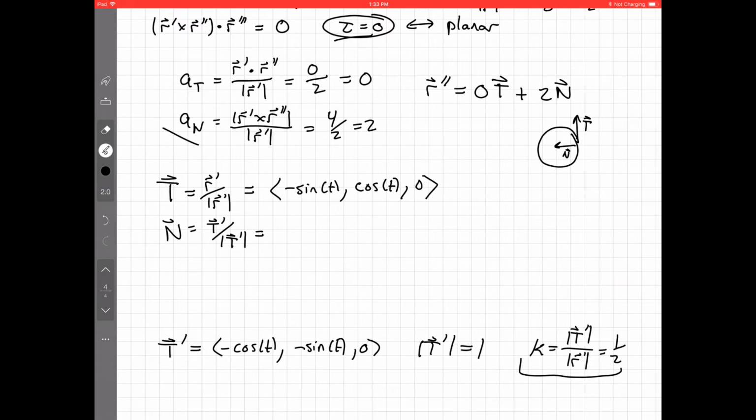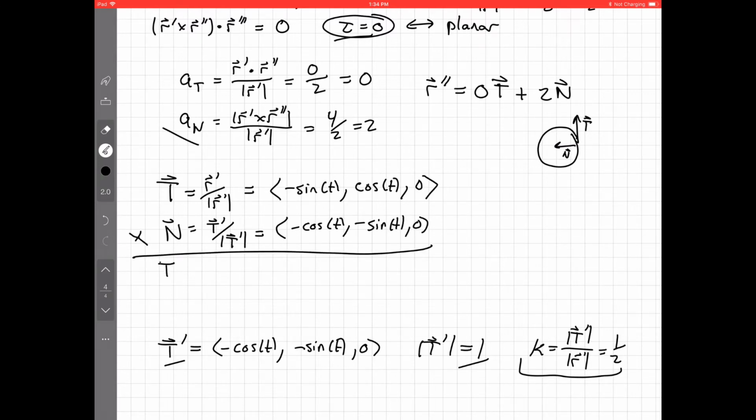And so if we normalize, well, actually n and t prime are the same thing because the length of t prime is 1. So we just get minus cosine, minus sine, 0. Okay. And then finally, what is b? b is t cross n. If we compute the cross product, the i component is 0, the j component is 0, and the k component would be sine squared plus cosine squared, which is 1.